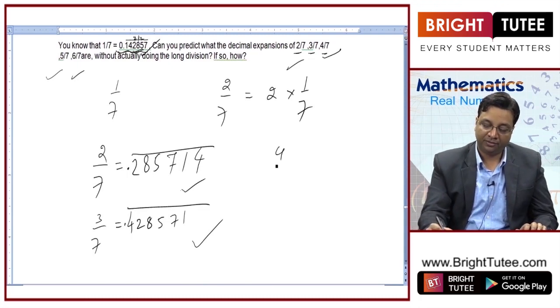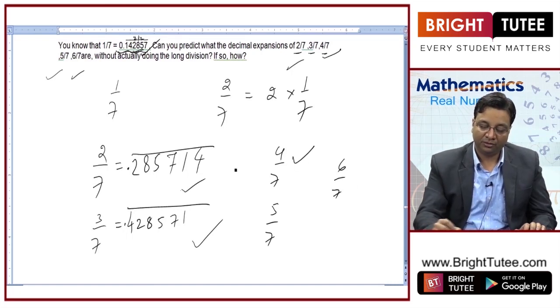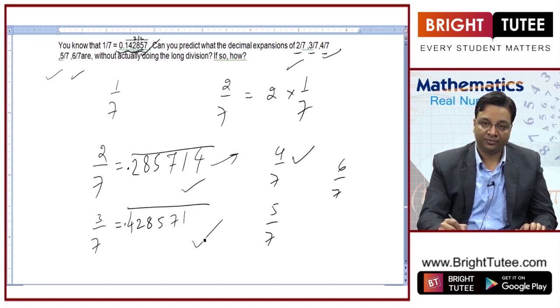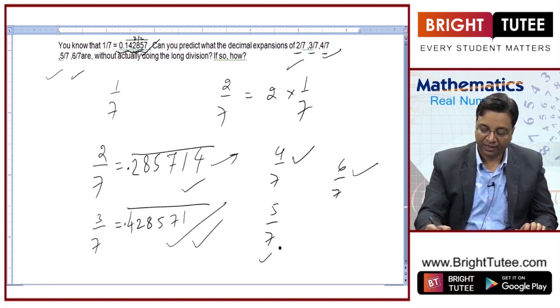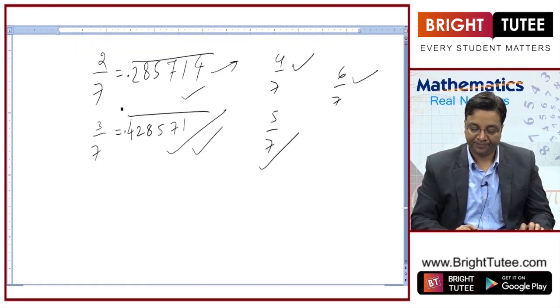Okay. So, rest of the numbers 4 by 7, 5 by 7, 6 by 7, I want you to do yourself. 4 by 7, what you can do is you can multiply this number by 2. For 6 by 7, you can multiply this number by 2. For 5 by 7, you can multiply this number by 5. Okay.